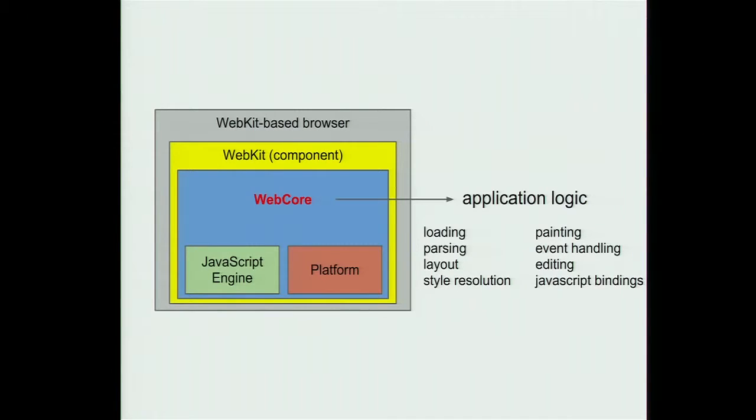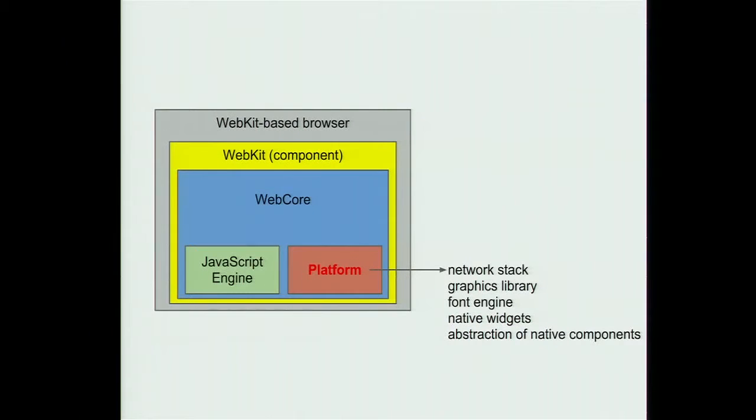So WebCore has the real application logic for a web browser. It handles loading, parsing, layout, style resolution. I'm just reading what you can see. This is, again, not an exhaustive list. And then there are two main components inside of WebCore that it relies on. One of them is the platform layer, which provides abstractions for a bunch of the components that you would expect to change depending on your platform and your OS. This is your network stack, your graphics library, your font engine, wrappers for native widgets like the little glowing buttons in Mac OS.